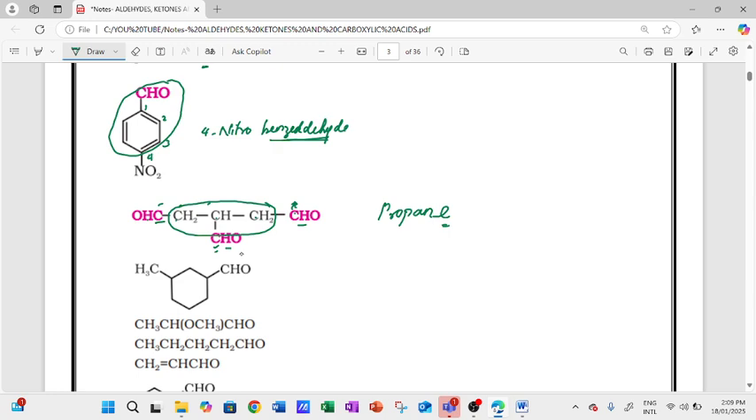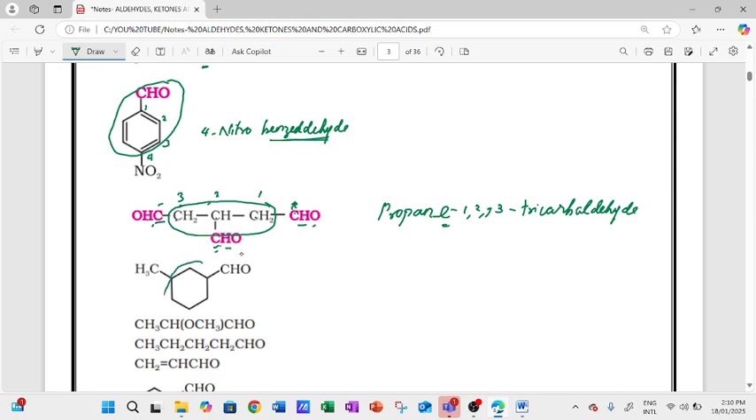Propane. And in propane, the first carbon, second carbon, and the third carbon, all the 3 carbons are attached with what? All attached with the carbaldehyde. CHO, CHO, CHO. There are 3, so tricarbaldehyde. So why are we using carbaldehyde? Because we are not counting that carbon along with the main chain. So propane-1,2,3-tricarbaldehyde.